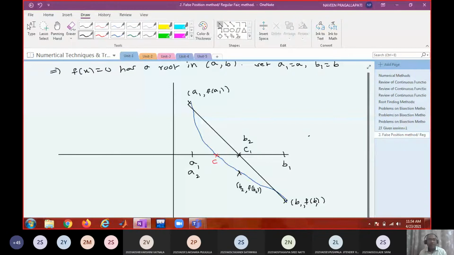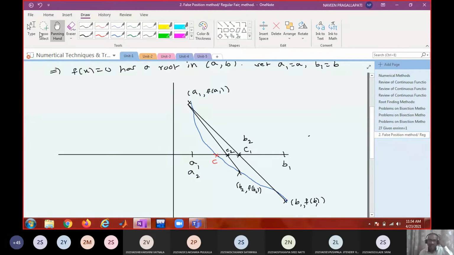Now again, join the endpoints of the arc. Then see where this line is meeting the x-axis. That point of intersection is going to be the next approximation. So this is going to be C2. Now can you see that C2 is a better approximation when compared to C1? The distance between C and C2 is much lesser when compared to the distance from C to C1.